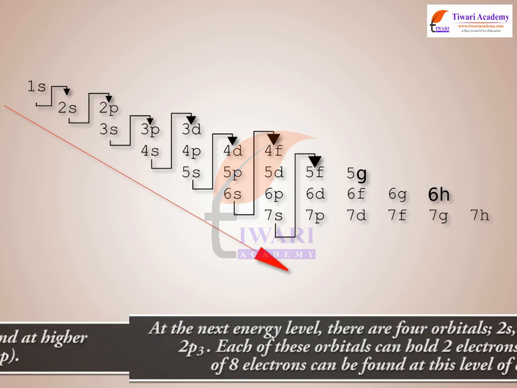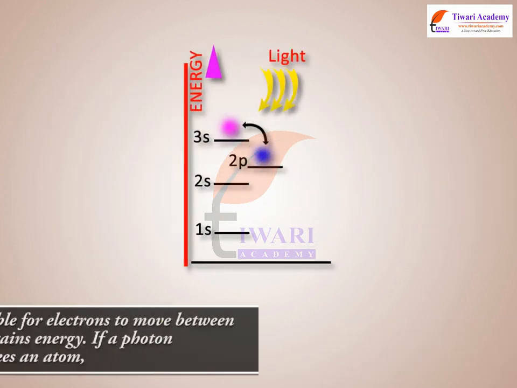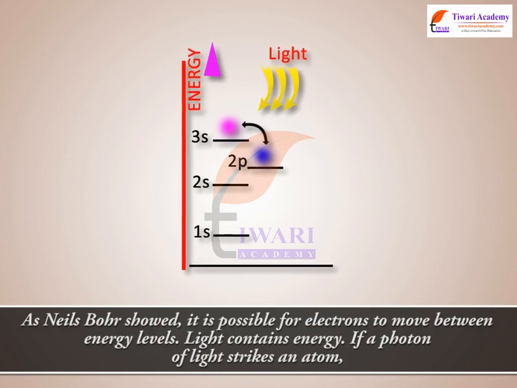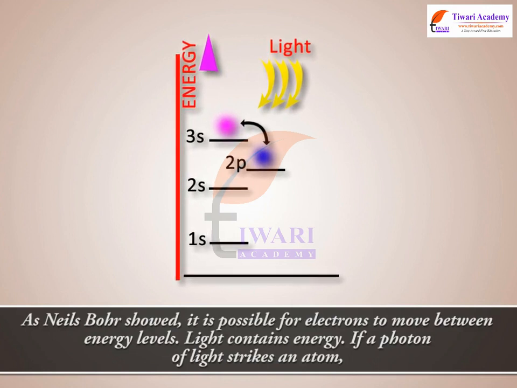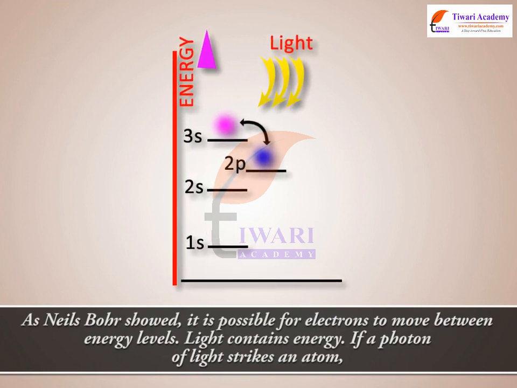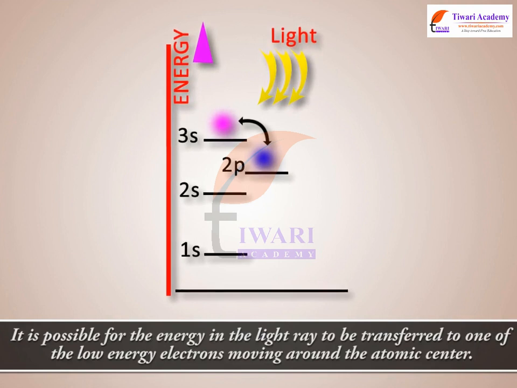In larger and larger atoms, electrons can be found at higher and higher energy levels. Example, 3s and 3p. As Niels Bohr showed, it is possible for electrons to move between energy levels. Light contains energy. If a photon of light strikes an atom, it is possible for the energy in the light ray to be transferred to one of the low-energy electrons moving around the atomic center.